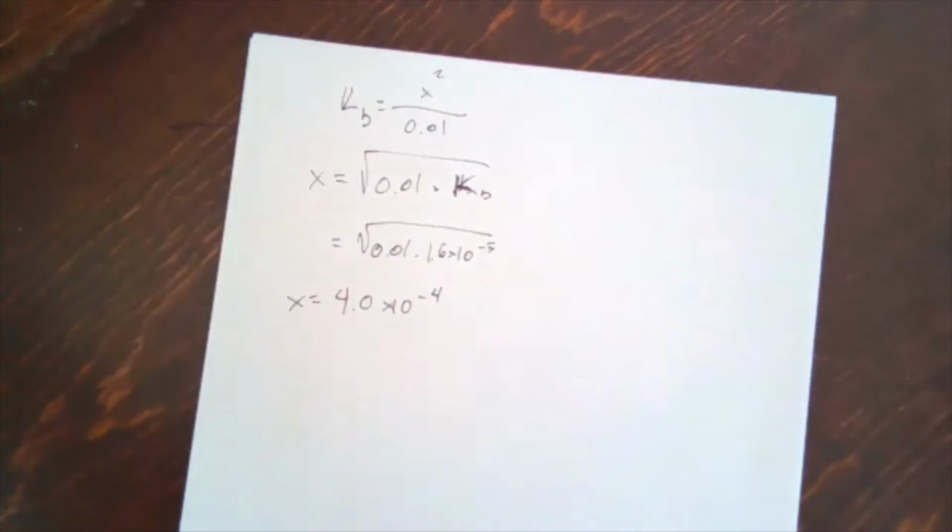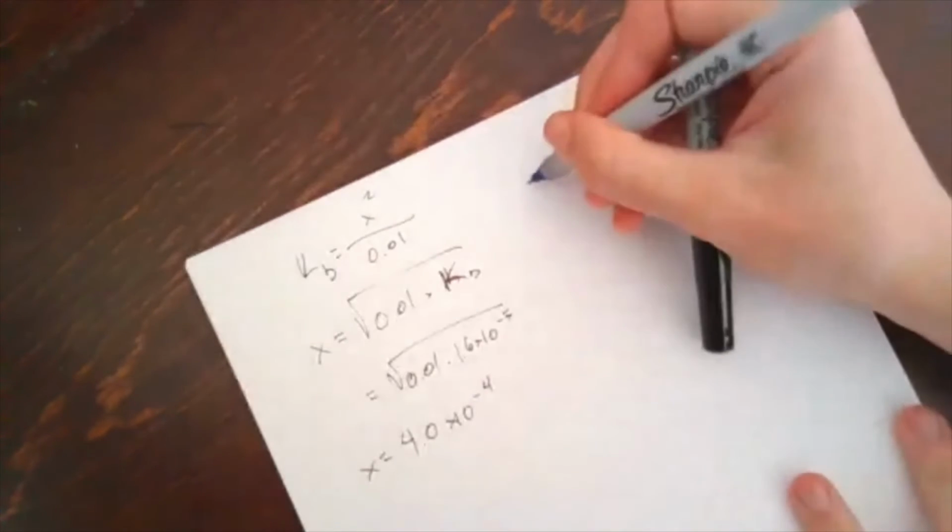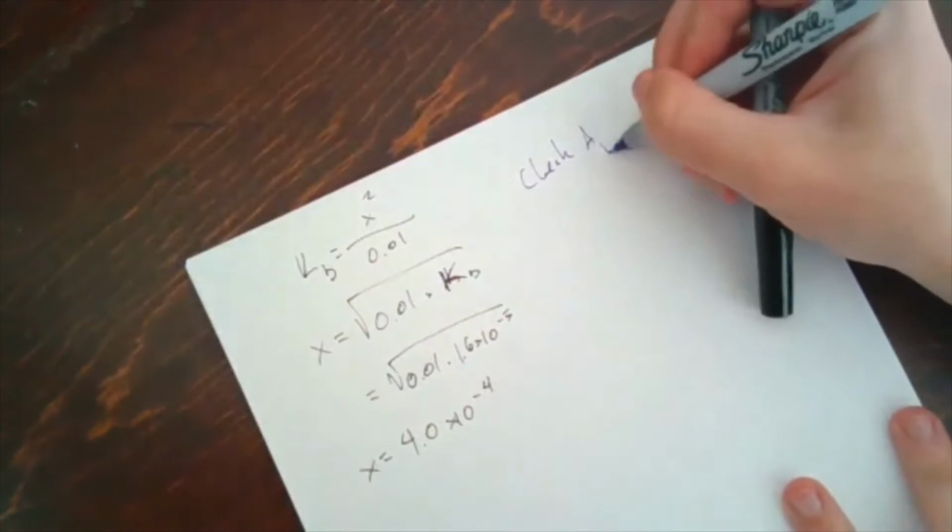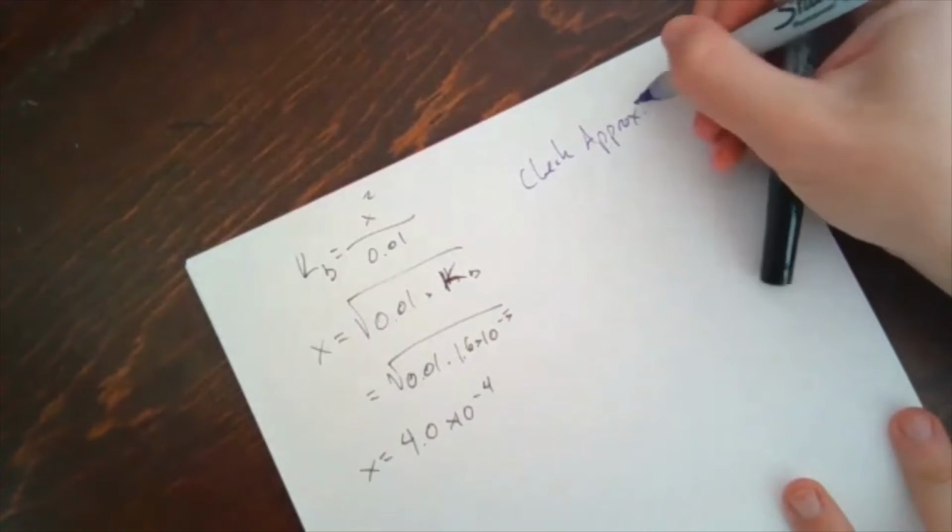Whenever we make an approximation, after we get our X, we need to check that the approximation was valid.